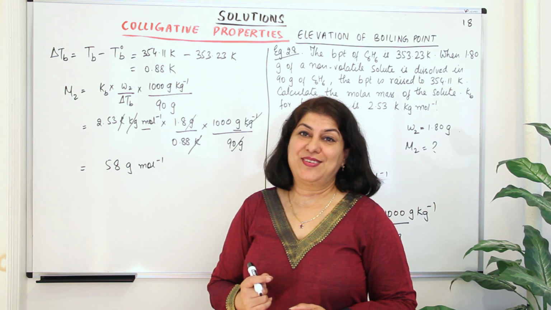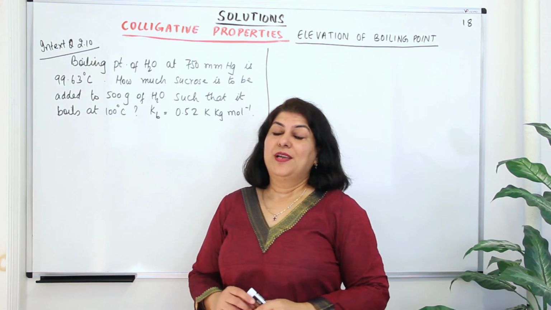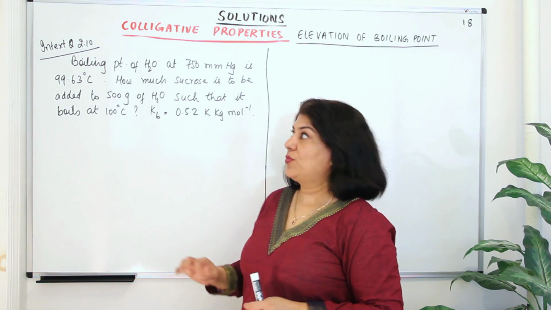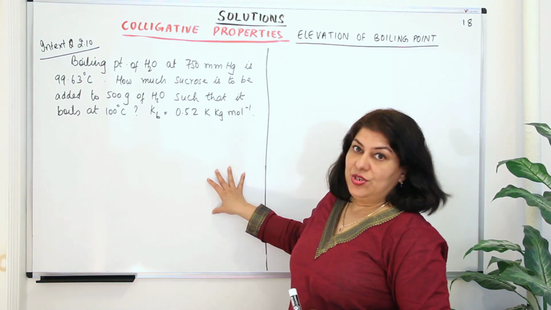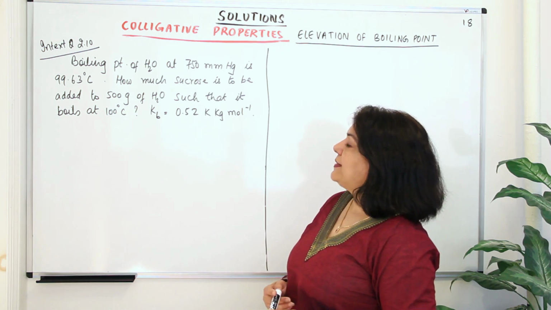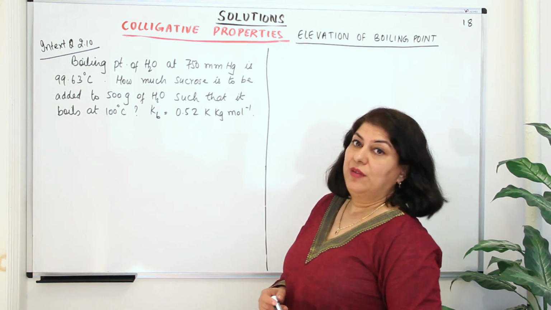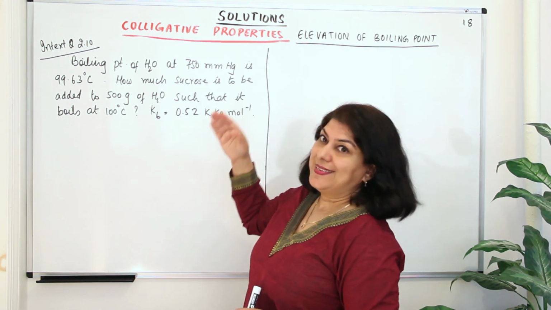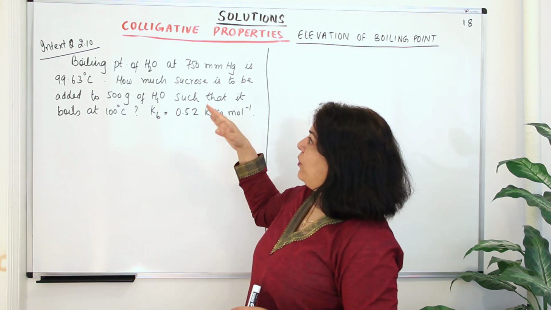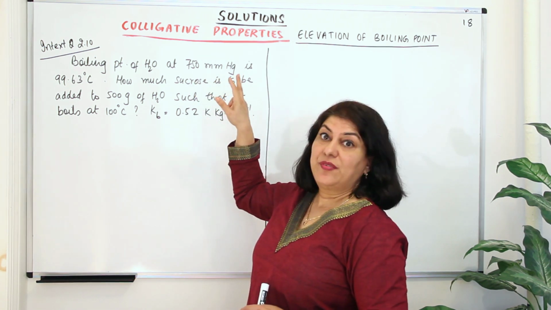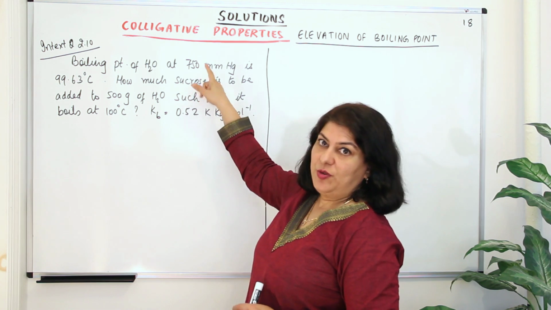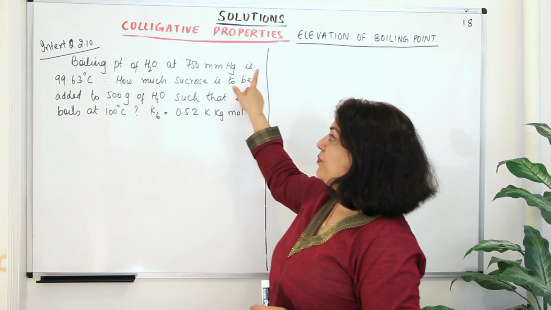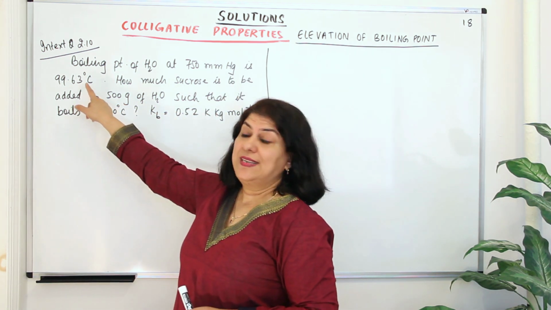Give me a moment to write it down. Okay, so now this is question 2.10, that is an in-text question. The question reads, boiling point of water at 750 millimeter mercury. We know what is 1 atmospheric pressure, 760 millimeters of mercury. So this is less than an atmospheric pressure. And boiling point of water at 760 millimeters of mercury is 100 degrees Celsius. But at a lower pressure, water boils at a lower temperature. So the boiling point of water at 750 millimeters of mercury is 99.63 degrees Celsius.